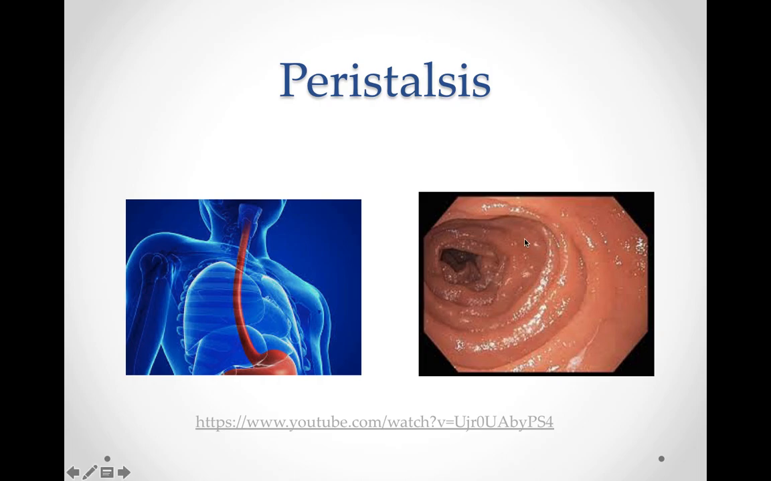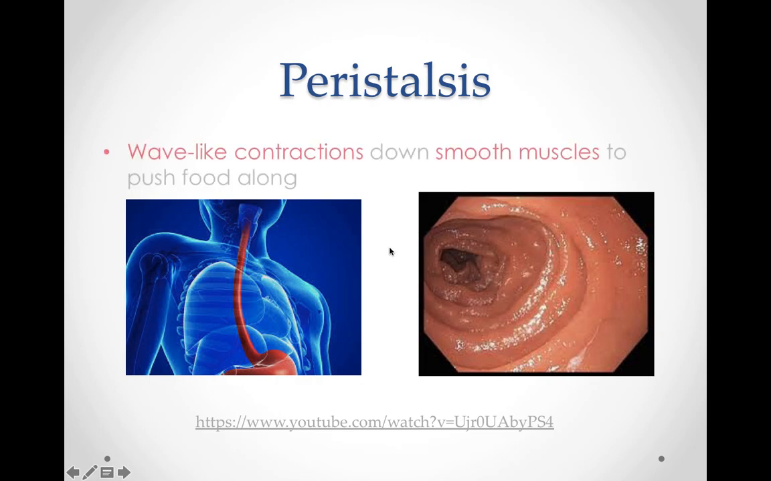So here's an image of what the inside of your esophagus looks like. And all along here, there are these smooth muscles that contract like a wave. So it looks like they're doing the wave, and it's able to push food down the right way by doing these wave-like contractions. So peristalsis happens in the esophagus. It also happens in our intestines.